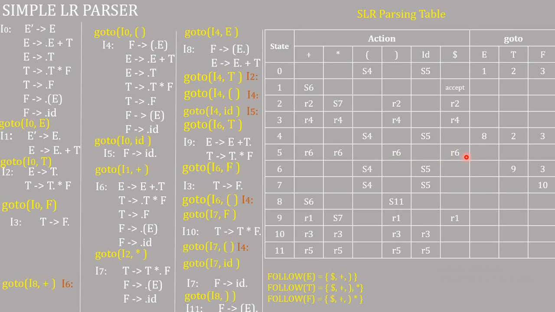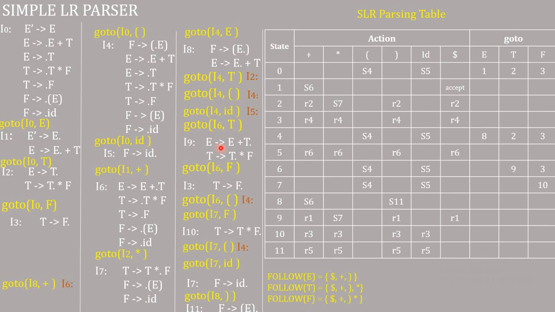Similarly, you can proceed for the other states also. For I6, you don't have any possibility of getting a reduce operation. Even for I7 also, and for I8 also there is no possibility, because you don't have any production in which dot is at the end. Then in I9 we have the dot symbol at the end, right? So we have to apply the reduce operation for state 9.